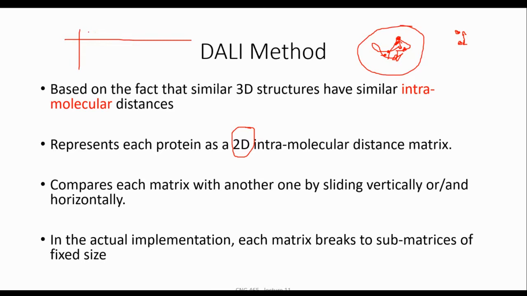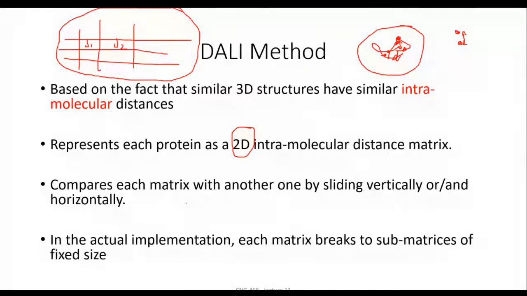In a distance matrix, you will have some rows and some columns, you see? And each one of the cells contains a distance. That's why it doesn't matter that the structure is 3D. At the end, you will have a 2D table as a distance matrix. And what do we do here in the Dali method? It compares each matrix with another one by sliding vertically or horizontally. I will talk about it and I will show you.